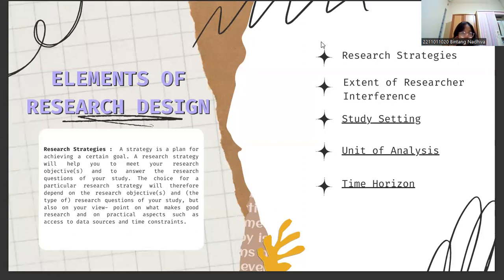Elements of research design. Research strategy. A strategy is a plan for achieving a certain goal. A research strategy will help you to meet your research objective and to answer the research question of your study. The choice of a particular research strategy will therefore depend on the research objective and the type of research question of the study, but also on the viewpoint on what makes good research and on practical aspects such as access to data sources and time constraints.